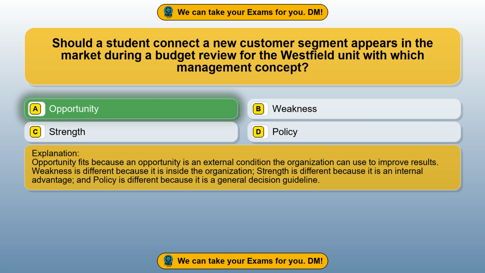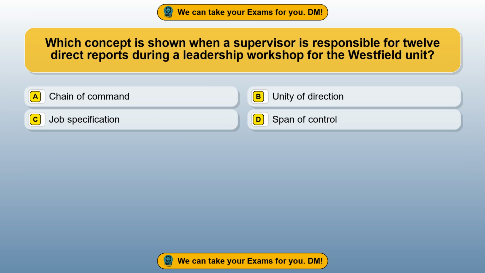Weakness is different because it is inside the organization, strength is different because it is an internal advantage, and policy is different because it is a general decision guideline. Question 100. Which concept is shown when a supervisor is responsible for 12 direct reports during a leadership workshop for the Westfield unit? Option A, chain of command.